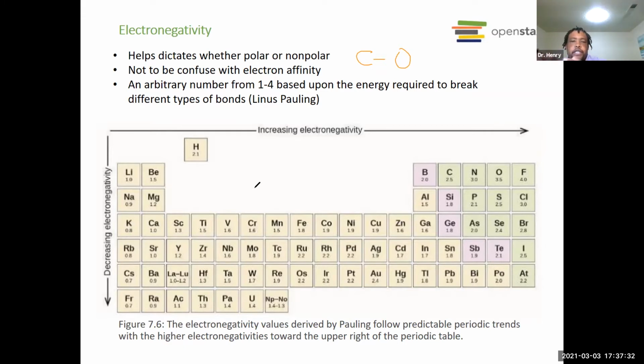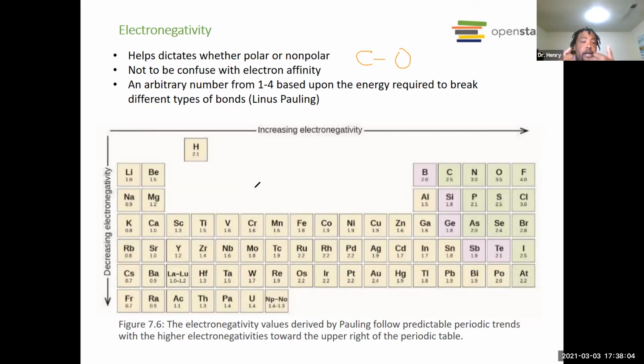the electronegativity table. Pauling had made arbitrary numbers for all of the elements based upon the energy it took to break them. And so he found that fluorine is really, really strong, right? It has a really strong pull on electrons, where something like lithium is pretty weak. So lithium is more likely to give up an electron. Fluorine is definitely going to be taking an electron.